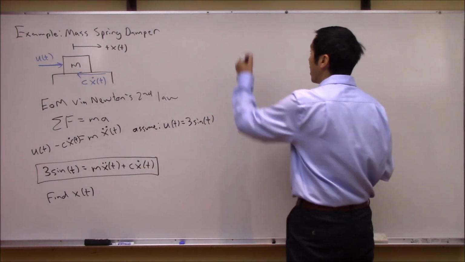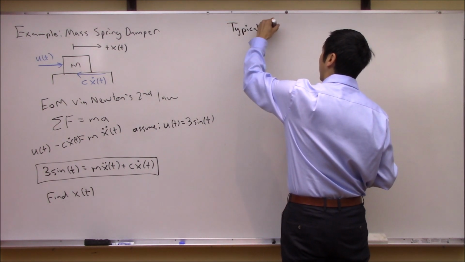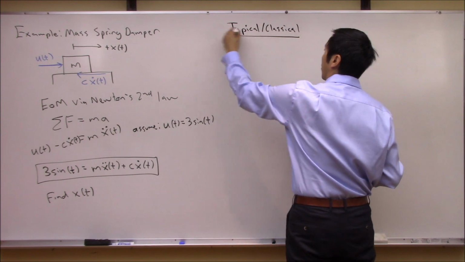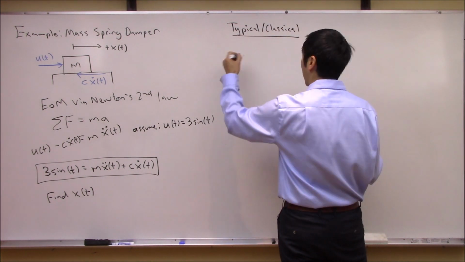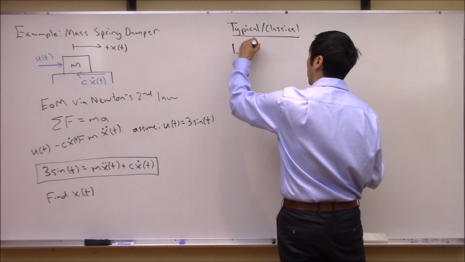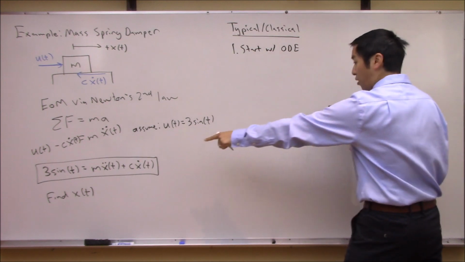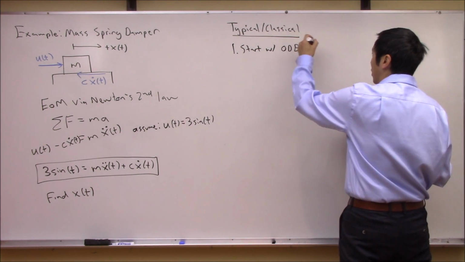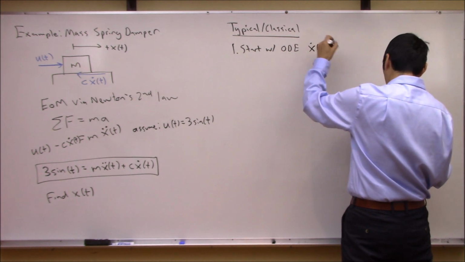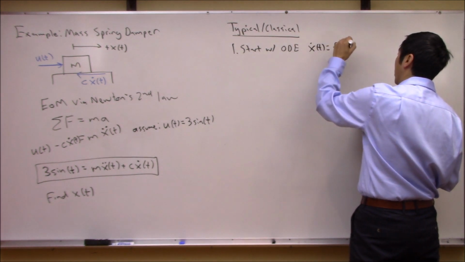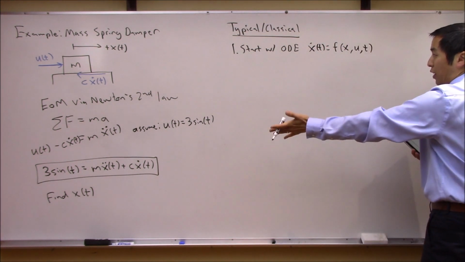Let's take a look at the typical, maybe let's call it the classical method, right? So typically if someone hands you a differential equation, the first thing you're going to do is start with the ODE, right? So it's in this form. It's some function or form. Let's just call it x dot of t is equal to some function of x, u, and t, right? That's basically what you've got over there, okay?